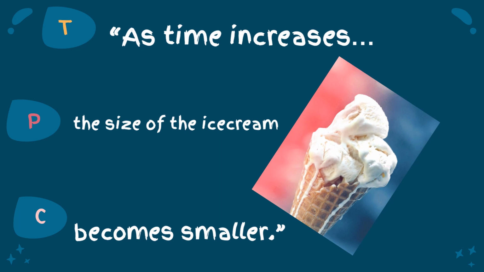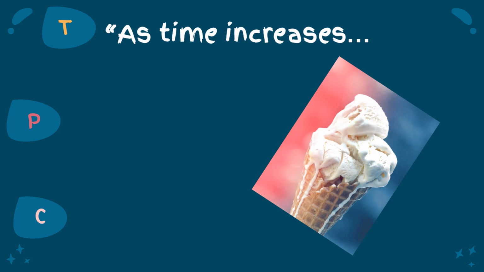Okay, so next, besides the size of the ice cream, can you think of other parameters that you can see change for the ice cream? I'm going to give you time to think about it. Look at the ice cream again. Other than the size of the ice cream that will become smaller as time increases, what are the parameters that you can see from the ice cream that change over time? Okay, think about it.